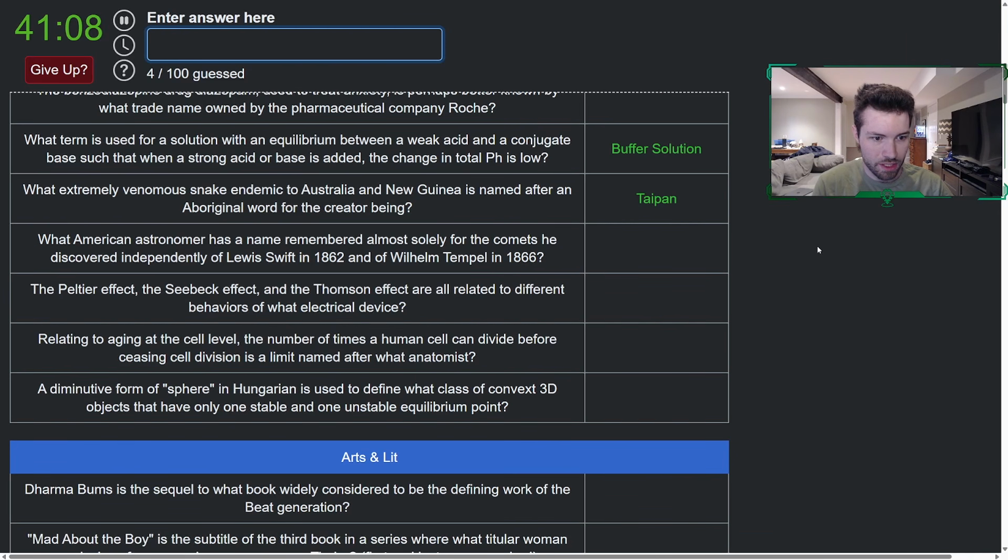Relating to aging at the cell level, the number of times a human cell can divide before ceasing cell division is a limit named after what anatomist? I've never heard of this limit before. I didn't know that there was one.